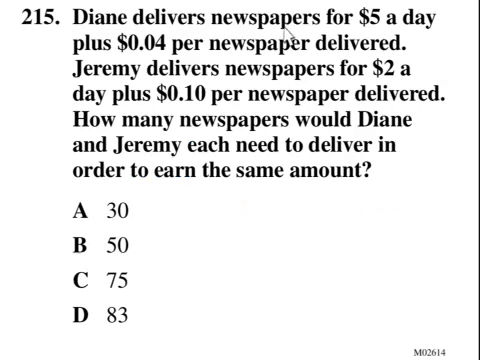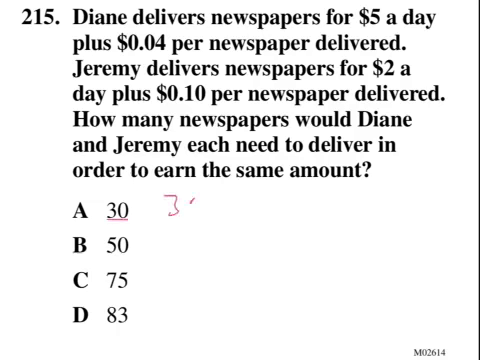All right, Diane delivers newspapers, $5 to start, and then it's much less per newspaper. Jeremy, not as good to start, but a lot more per paper. The question is, when do they both get the same amount of money? How many newspapers? So what I would do is plug the answers in one by one. So I go to 30.